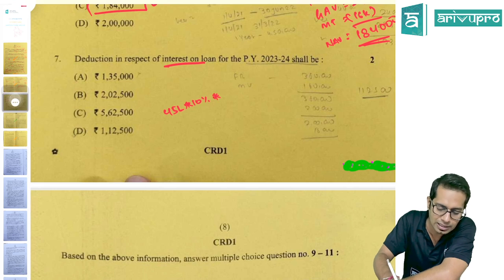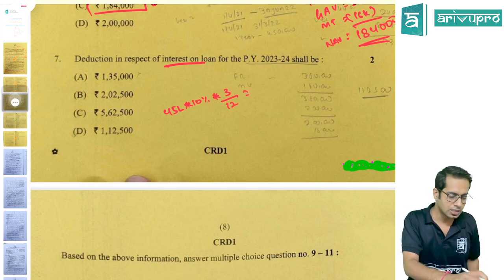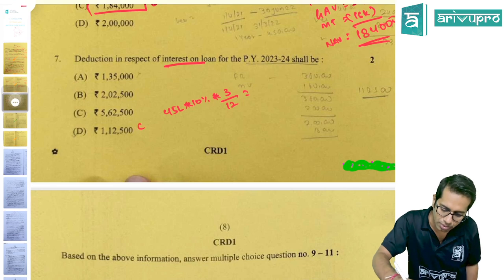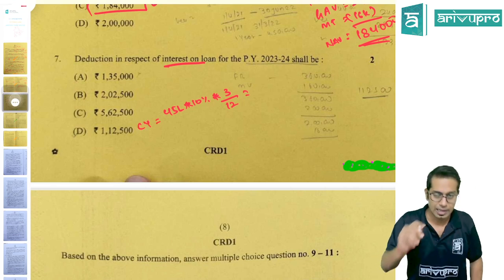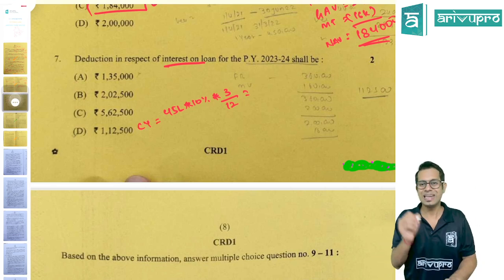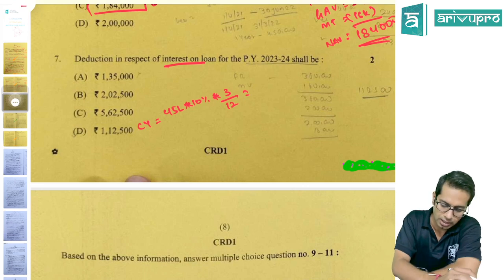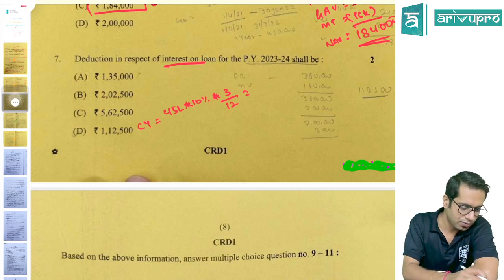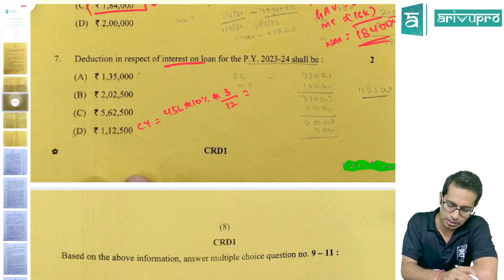For the current year, the interest will be charged only for 3 months. So this is for the current year. Current year meaning previous year 23-24. This is the interest for the current year: 45 lakhs into 10%, 4,50,000 into 3 divided by 12.